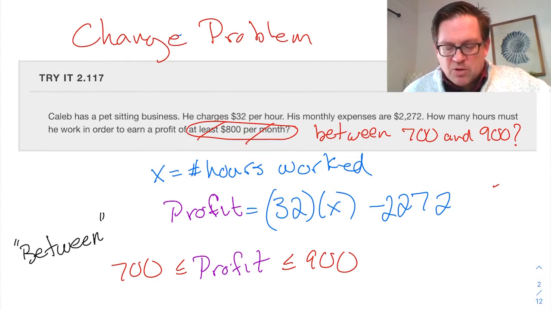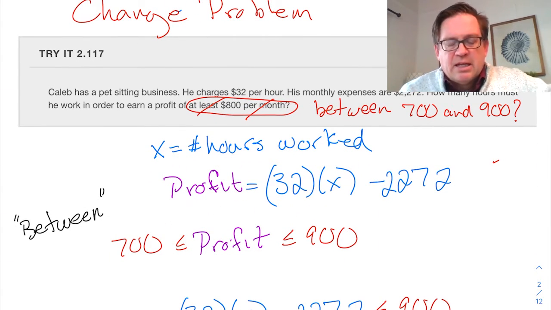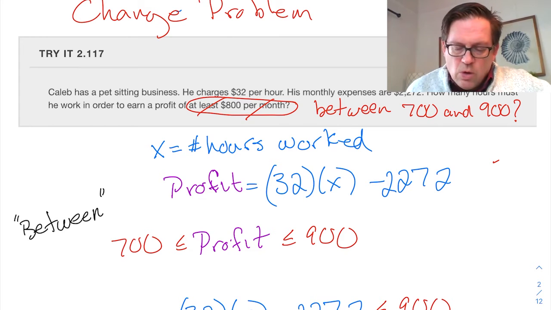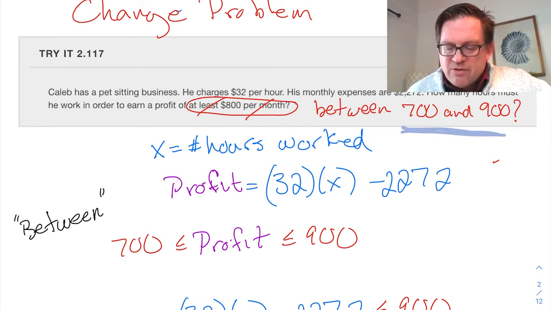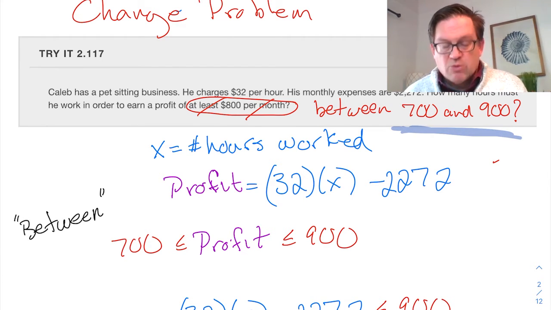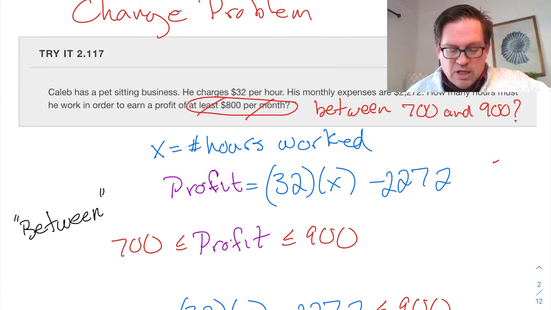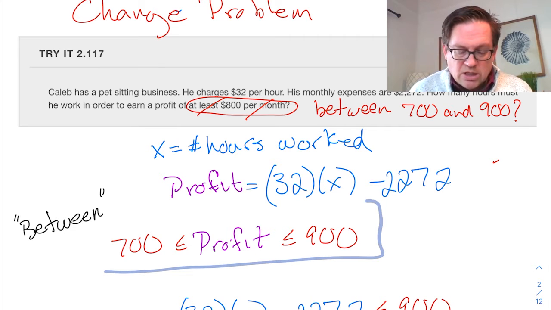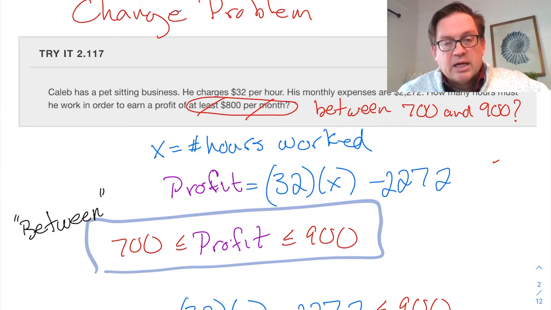I want to change the problem, though, to say instead of getting at least 800 per month, what if he decided he needed between 700 and 900? So he had a range instead of a minimum. You can do the same sort of thing, except now we get a between statement. And the inequality is going to be a compound inequality. And $700 should be less than or equal to the profit, which would be less than or equal to 900.